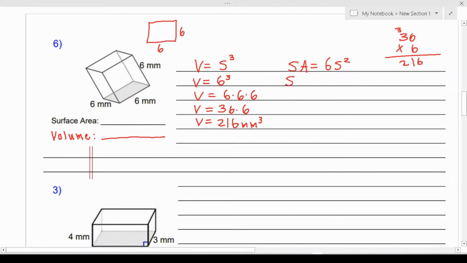So let's go ahead and plug things in. 6 S squared, as we can see, S is 6, so we'll plug that in. 6 squared, as we know, is 36, so this is 6 times 36. As you can see, that's basically what we have here, so without doing any more work, we know this is 216 millimeters squared. Okay? So that's cubes. Not too much going on with cubes.